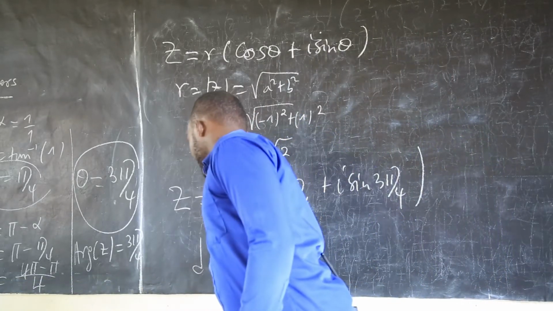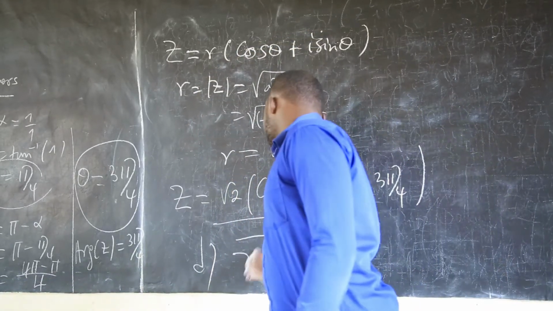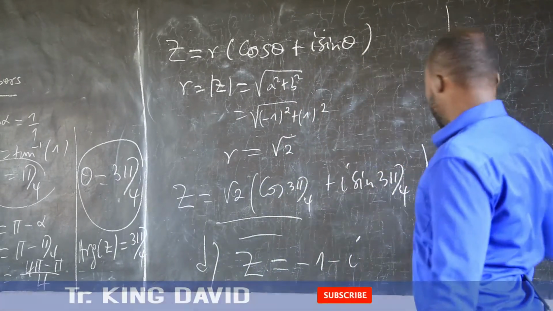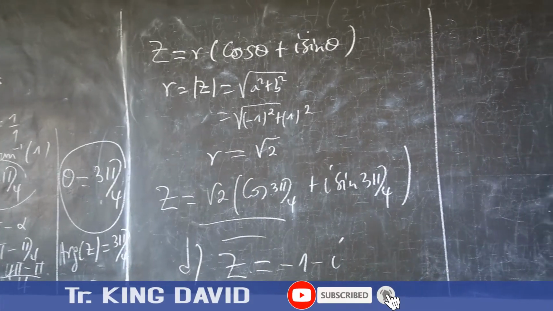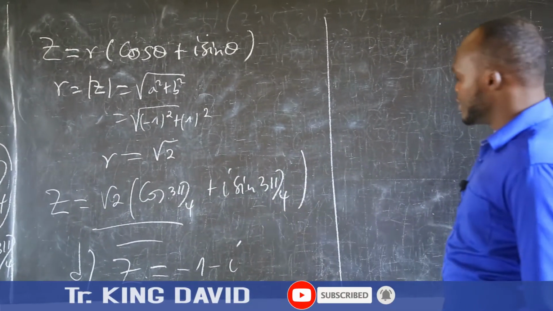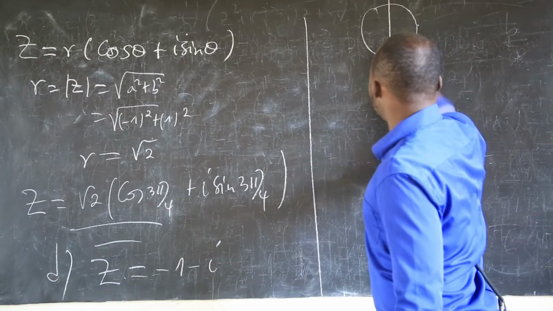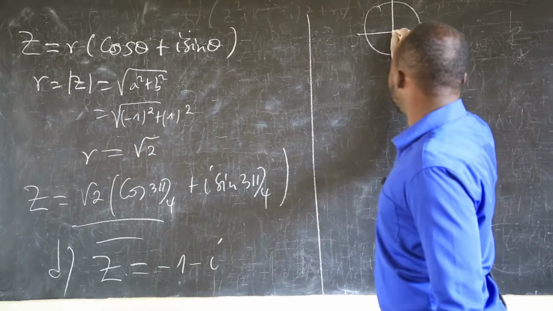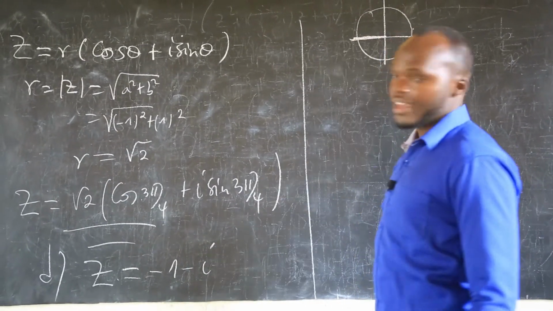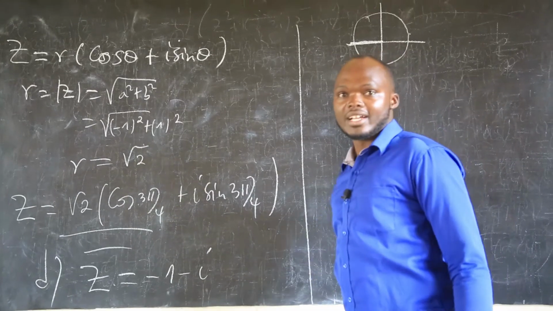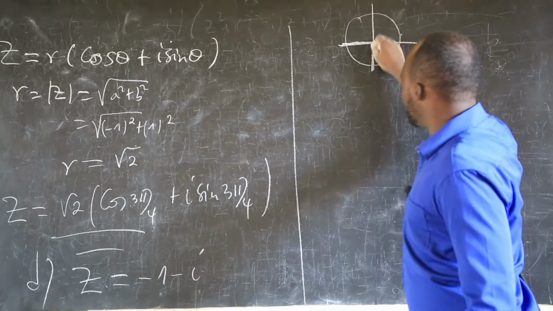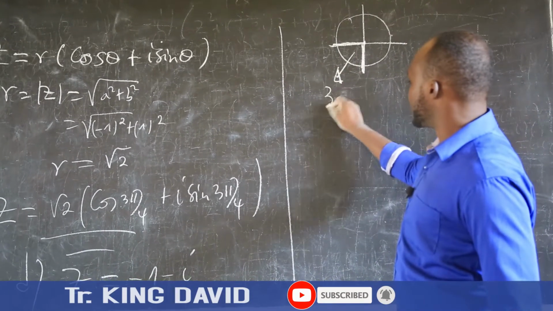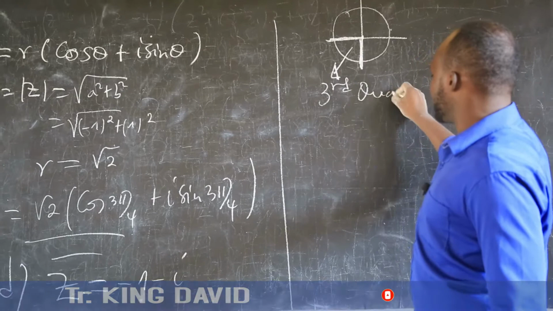Then D. If we say that z is negative 1 minus i, how can I express that into polar form? Because it is an algebraic form. So when you draw our circle now to know the location of the quadrant, you see our a is negative, the negative side of the x-axis is there. And b is negative, the negative of the y-axis is here. You see, they will meet in the third quadrant.